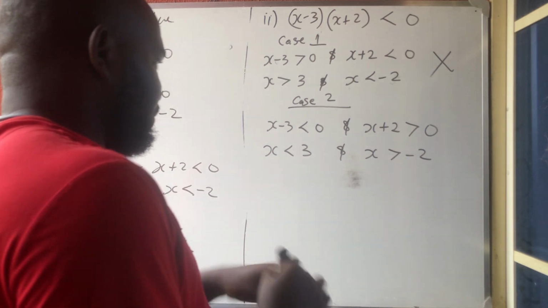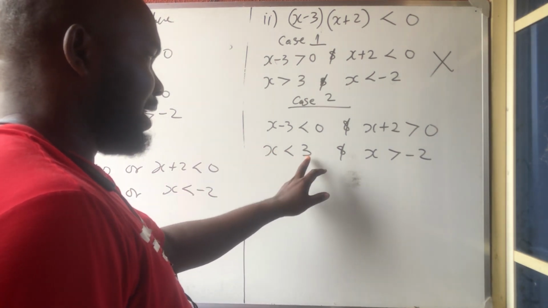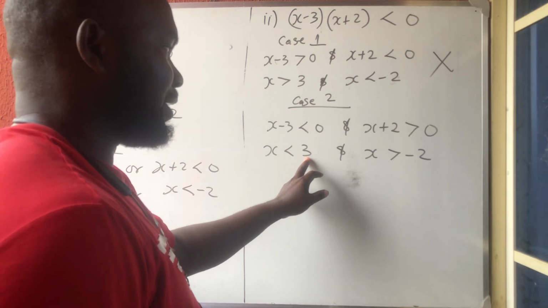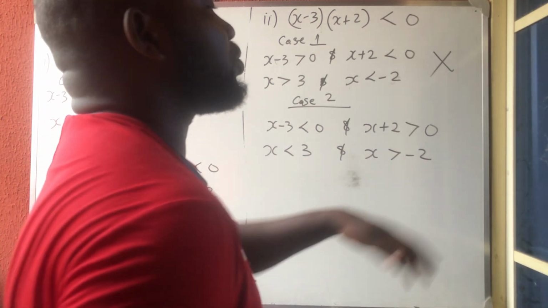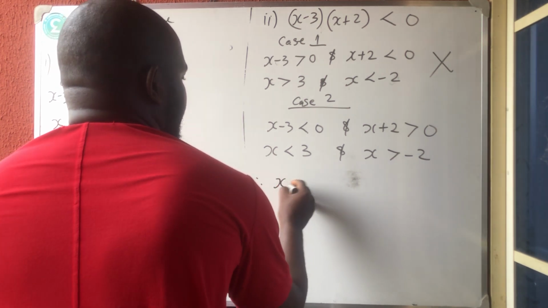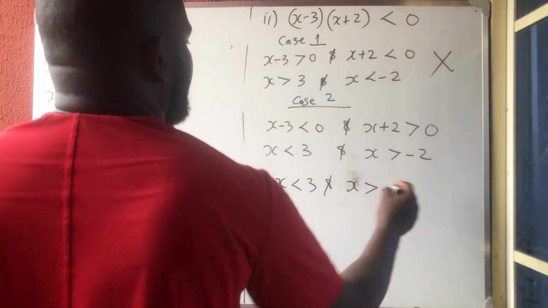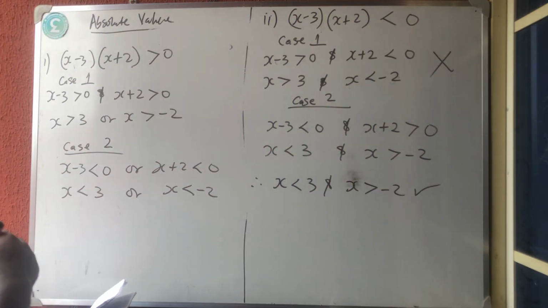But look at this now. x is less than 3. For example, 2 is less than 3. Is it also greater than minus 2? Yes. So therefore, the answer here is what? x is less than 3 and x is greater than minus 2. So this is the only answer here. Okay?